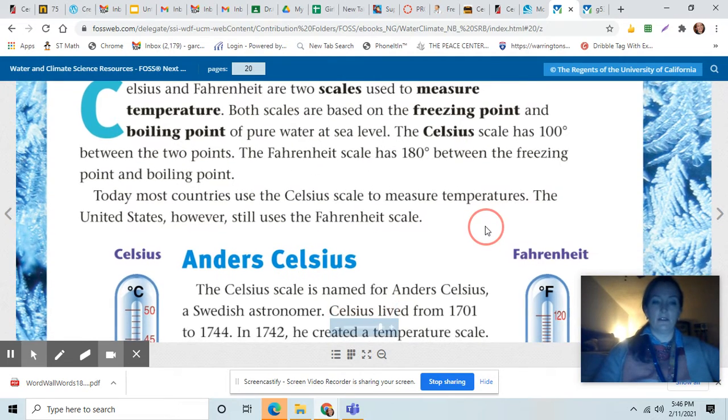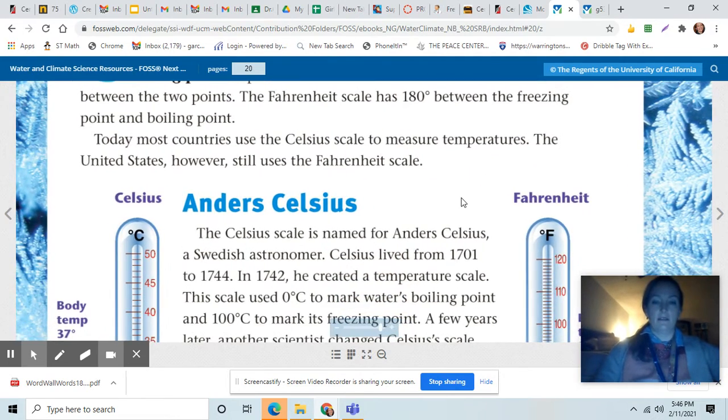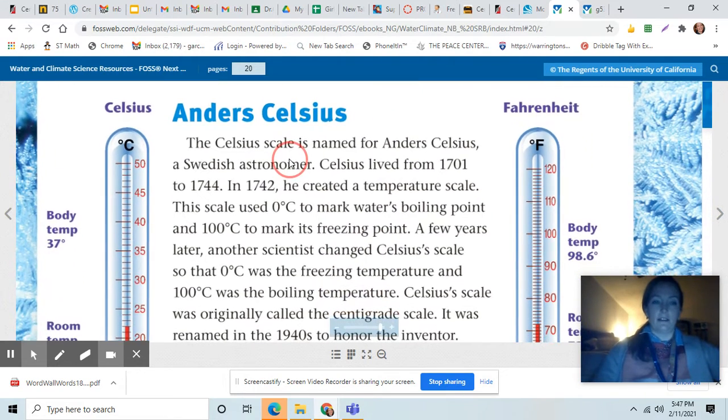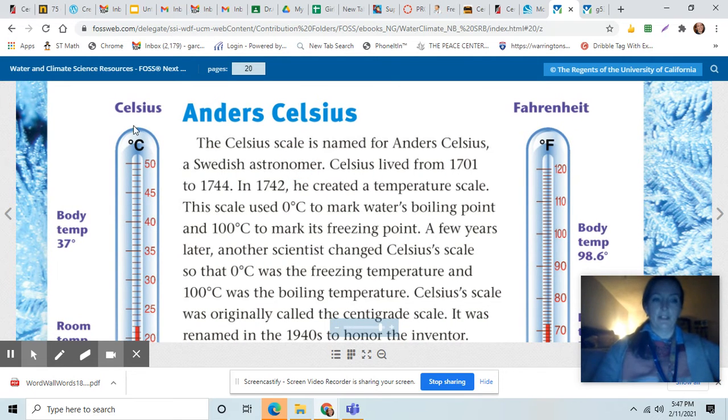Today, most countries use the Celsius scale to measure temperatures. The United States, however, still uses the Fahrenheit scale. So here's the Celsius scale. And here is another thermometer which uses the units of Fahrenheit.